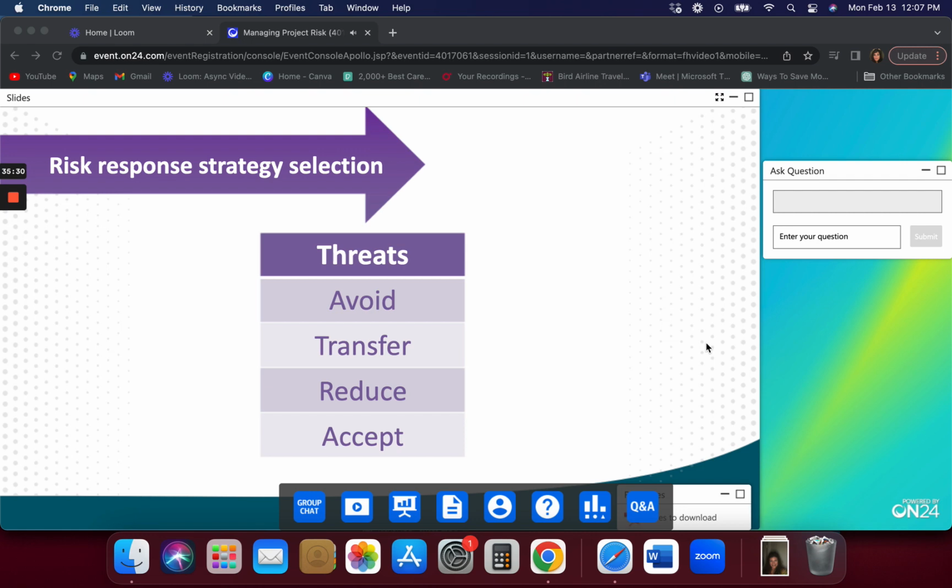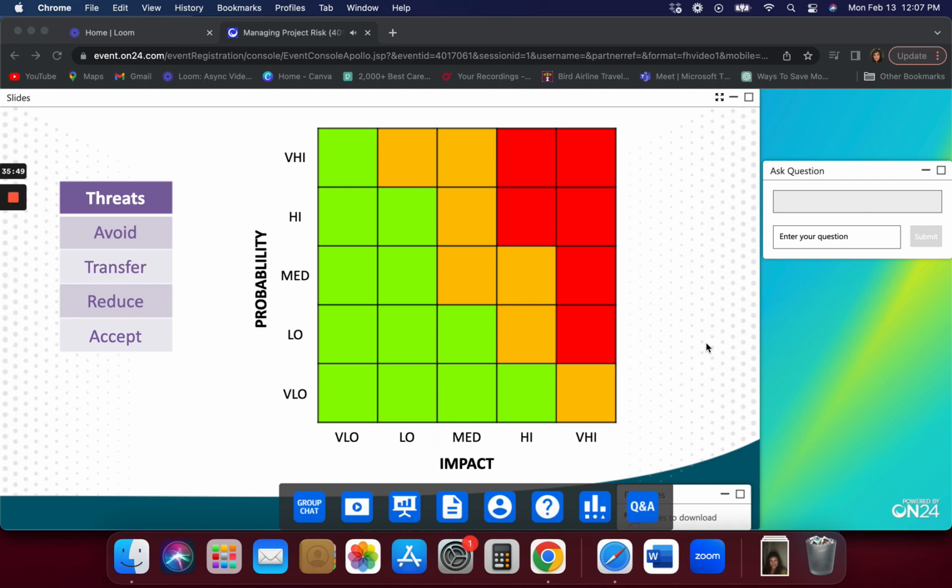Reduce means change the size, which is what we were just talking about, as we pull the threats down to the left, we're reducing the probability, we're reducing the impact. So that's that strategy, and accept obviously means do nothing. So let's take those one by one and have a look.